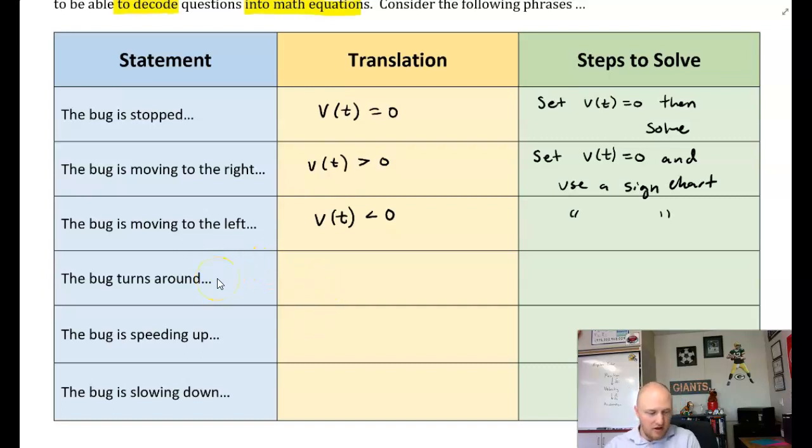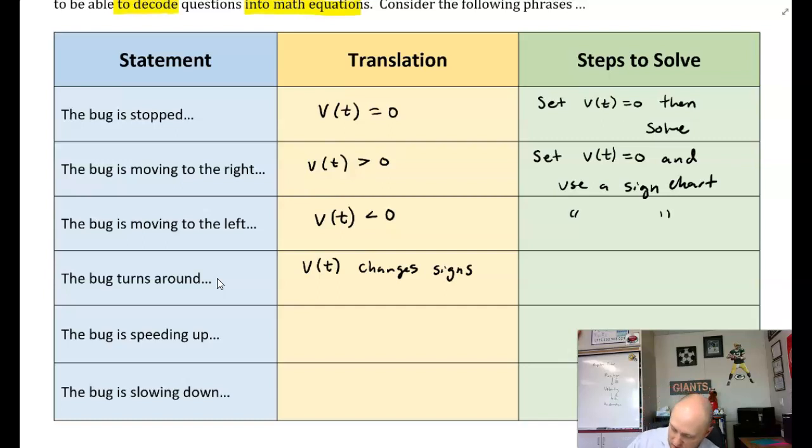Okay, the bug turns around. Baby Yoda was moving to the left, turns around, now he's moving to the right. All right, well, what happened was the velocity changed. The velocity was negative, now velocity is positive. So whenever the velocity changes sign, so I'm going to say v of t changes signs. Okay, and that can be positive, can be negative.